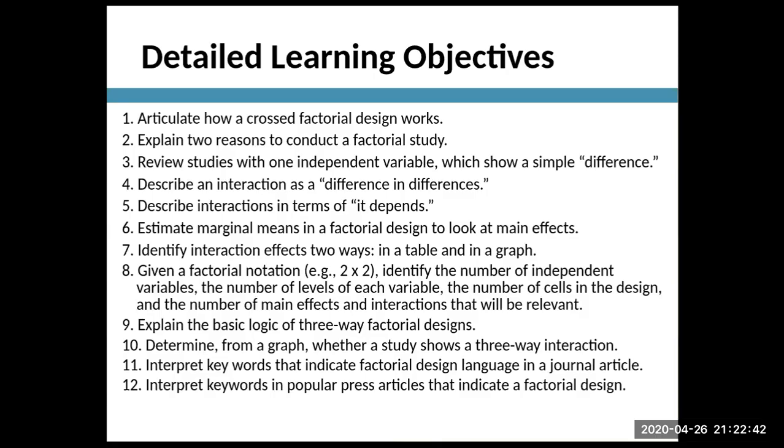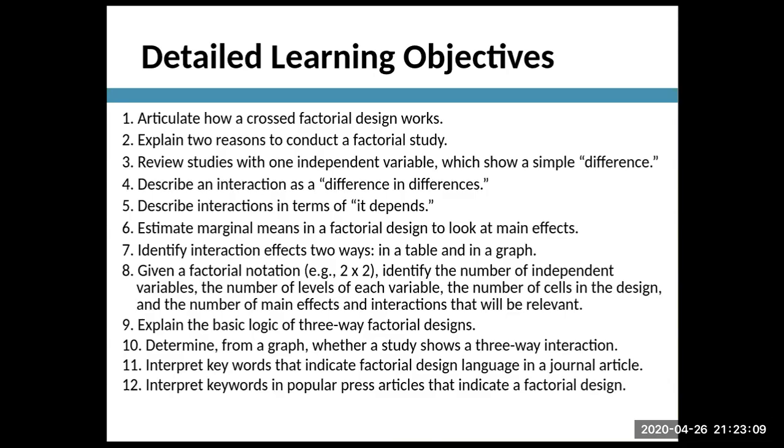For number 7, we are going to, oh, sorry, I just did that one, sorry. It's been a long day. Given a factorial notation, which is 2 by 2, you're going to know what that number means. In this case, it's the number of independent variables is the first number, and the number of levels in each variable is the second number.